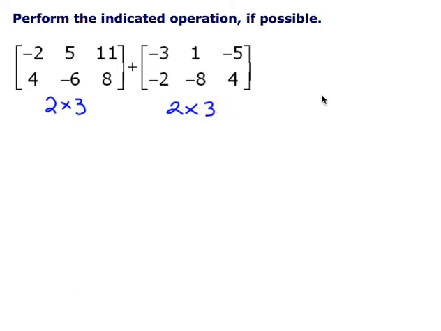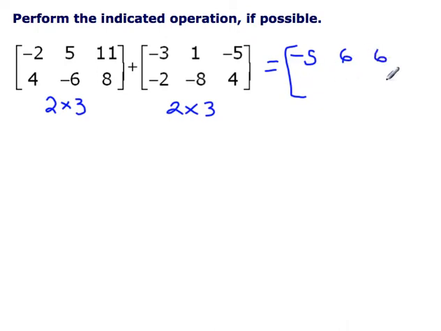Now that we know that both of these are 2 by 3 matrices, I can go ahead and do this addition. What you need to do is add the corresponding spots. Like this spot right here is row 1, column 1. So I'm going to take row 1, column 1 in both of these. It'd be -2 plus -3. So in this spot, I'd put -5. Then when we move over, we're in row 1, column 2, so I go to 5 plus 1 is 6. Then we move over to the last spot in row 1, 11 plus -5 is +6.